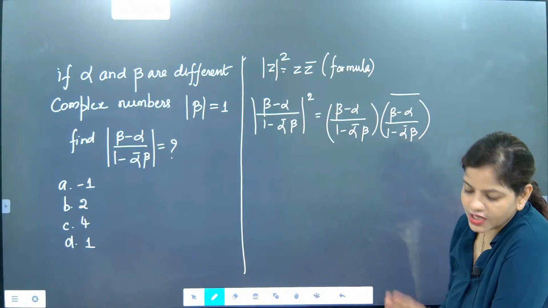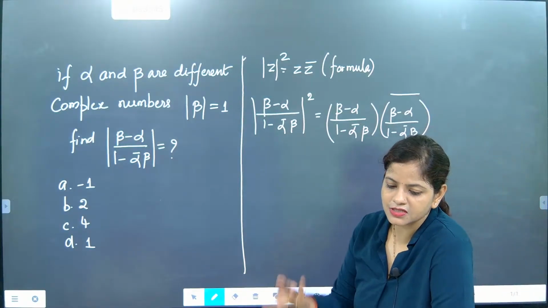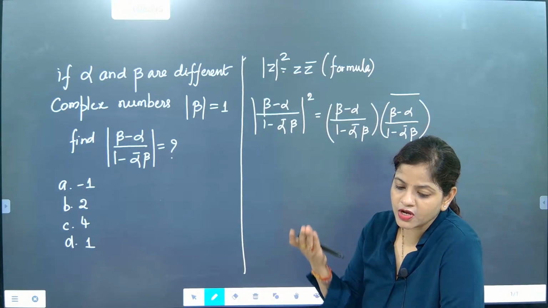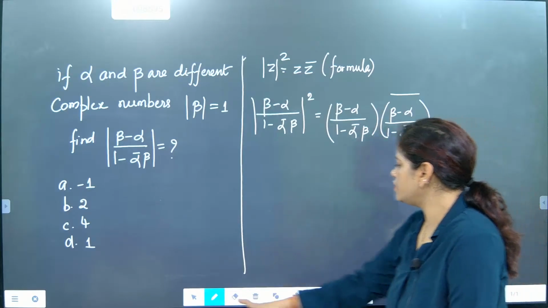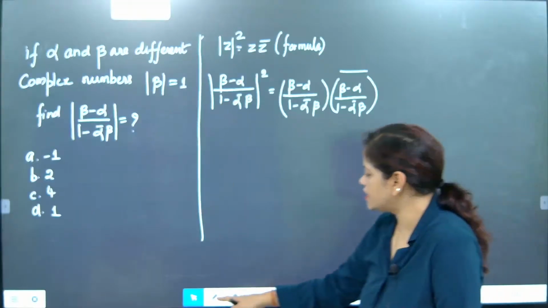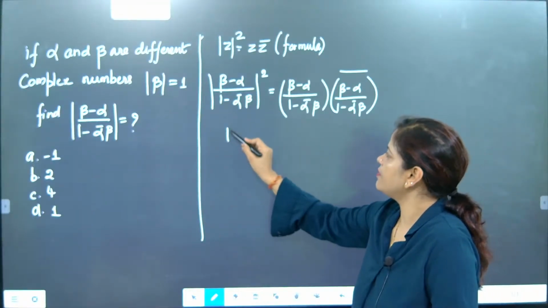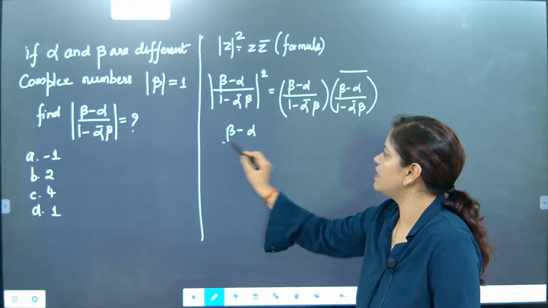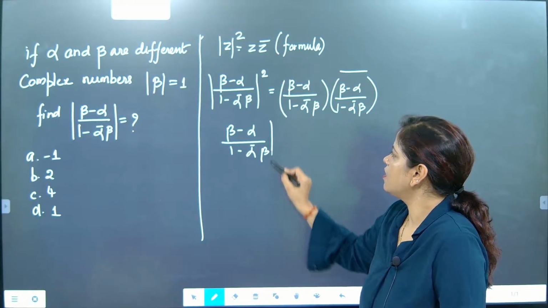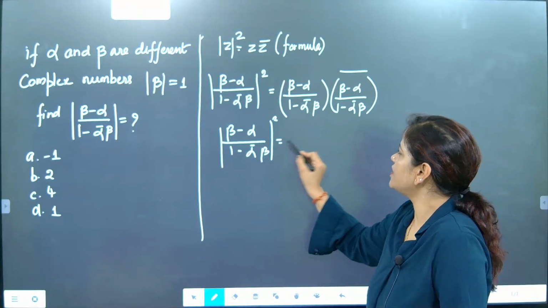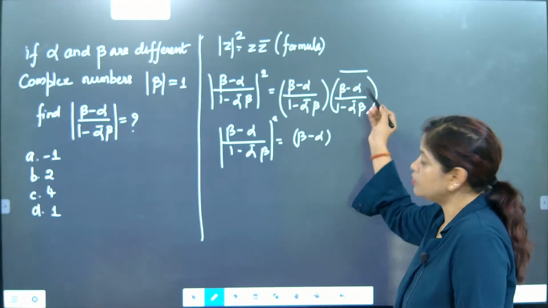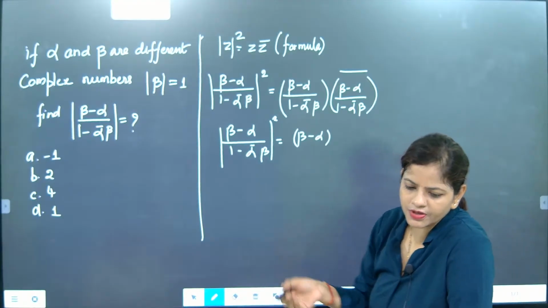Now once the conjugate is given, you know that conjugate is distributive in nature. Conjugate will be distributed to every complex number. So we are going to distribute the conjugate part. Once we distribute the conjugate part, this part, don't touch. It will be (beta minus alpha) by (1 minus alpha bar beta) whole square, and this part will be what? It will be beta minus alpha. Now they are both two different complex numbers, so it will be distributed.